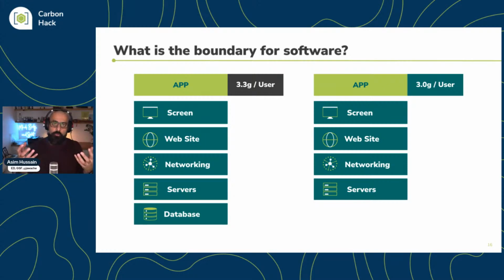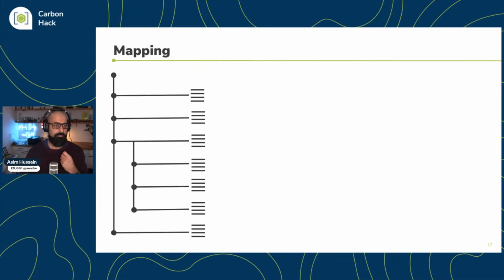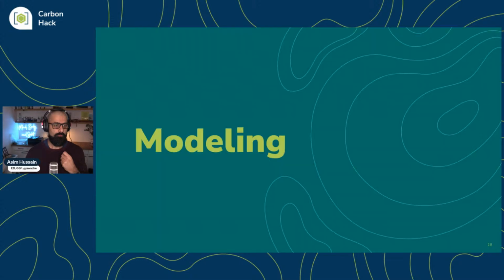If you're not transparent and very clear regarding what you've included in that calculation, you don't know whether that decrease was because of things that you've done or because you've accidentally gerrymandered or adjusted the border of that application. It's a very challenging issue: what is the boundary of a piece of software? And that is what we call mapping.